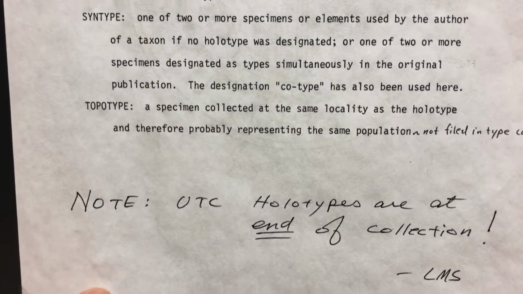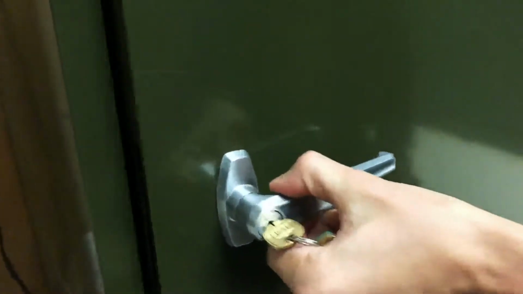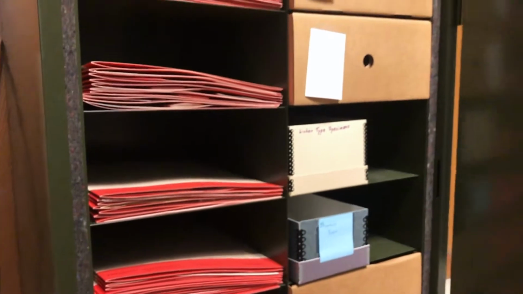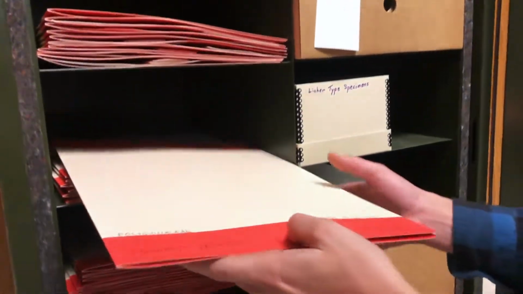We keep our holotypes separate here at UTC. Here is our holotype cabinet, and it is not just our vascular plants that we keep in here, type specimens, but also lichens, fungi, and bryophytes. We like to keep these all together in its own specific cabinet to make it easier if anyone ever needs to get a loan or access it.